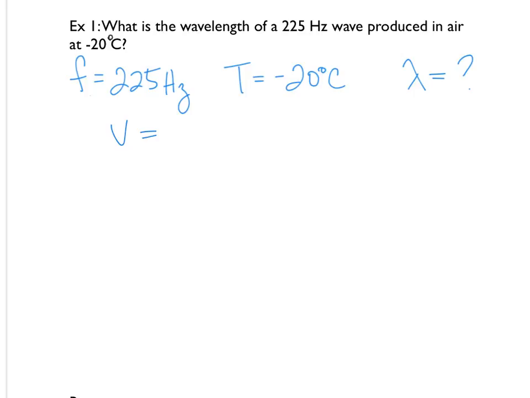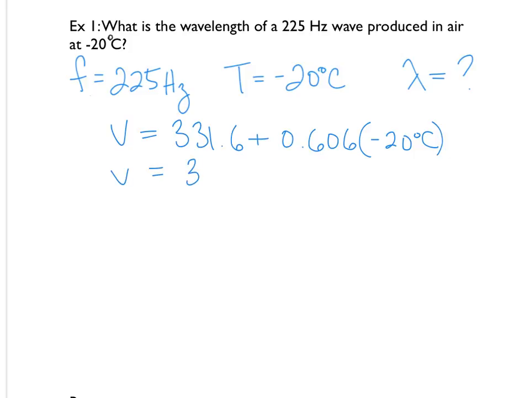So your speed of sound is going to be 331.6 plus 0.606 times your temperature, which in this case is negative 20 degrees Celsius. And that gives you 314.48 meters per second. Now that we have our speed, we can use this equation.